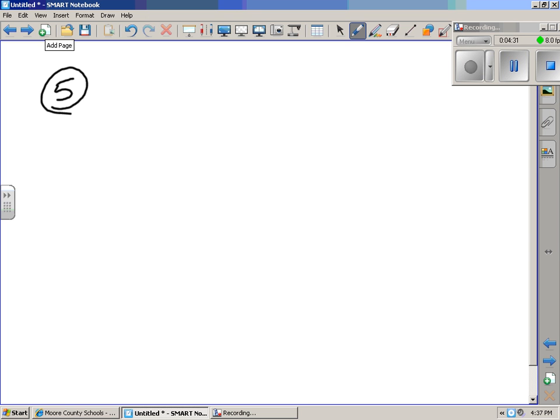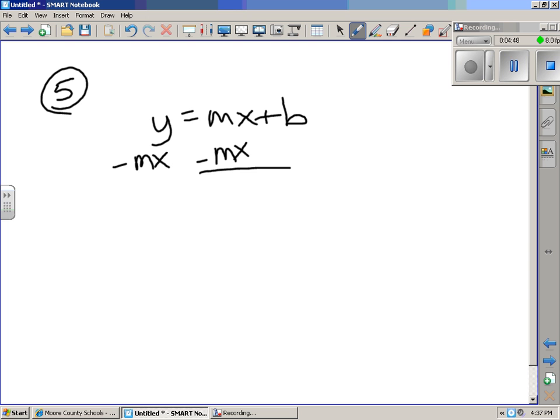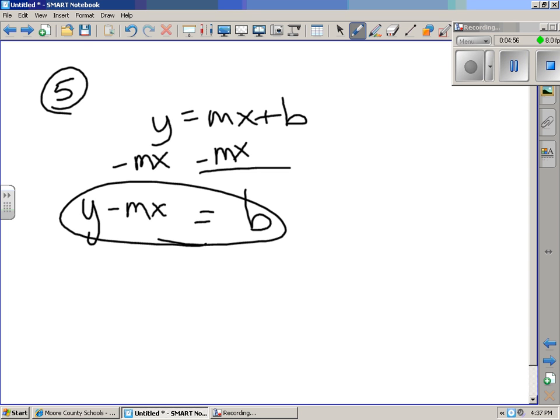Number 5, y equals mx plus b. And as you'll remember, this is slope-intercept form. This time we're solving for b, which is the y of the y-intercept. So all I do here is I subtract mx. So b is equal to y minus mx.